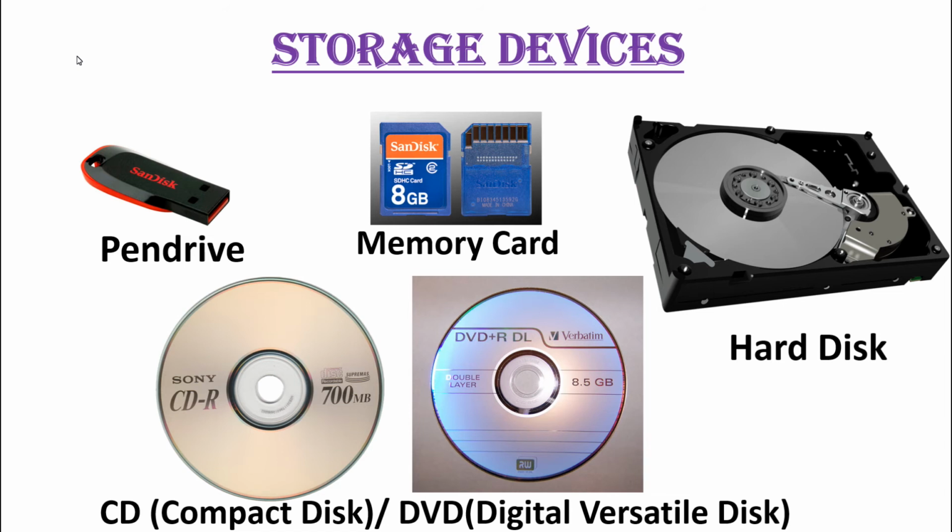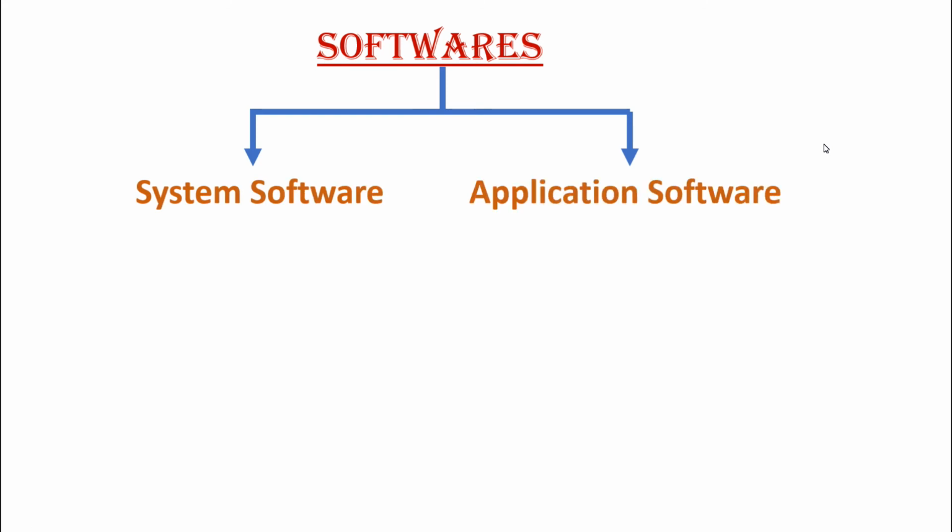Now we are going to discuss about softwares. Software is a set of programs which controls the internal operations of a computer and instructs a computer what to do. There are two types of softwares. They are system software and application softwares.